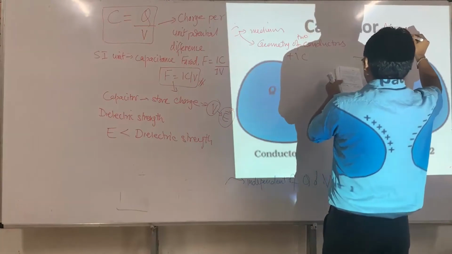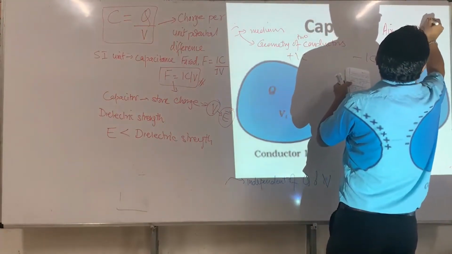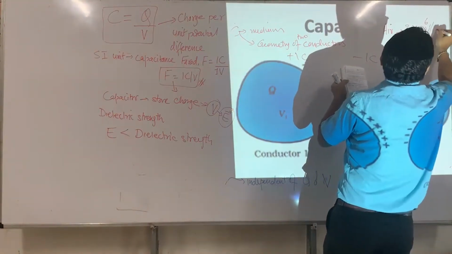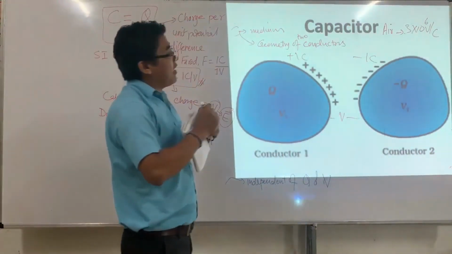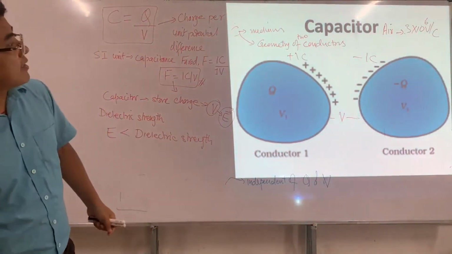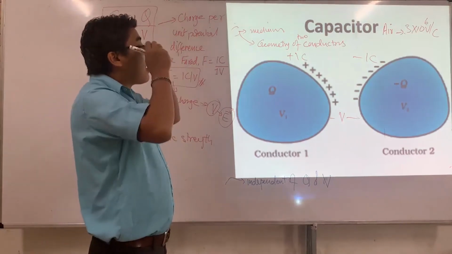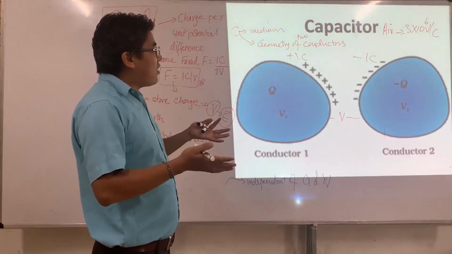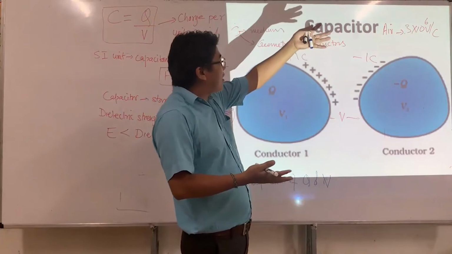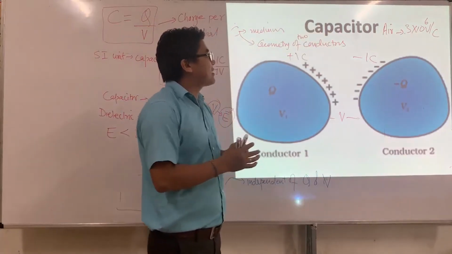Air medium has a dielectric strength of 3 × 10^6 volt per meter. This is the dielectric strength of air. So I cannot apply an electric field more than this. If I apply more than this, then it will conduct electricity, right?